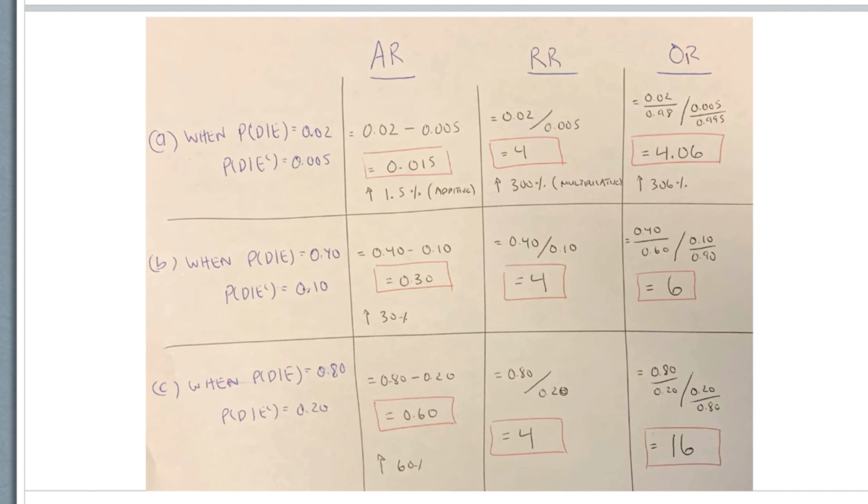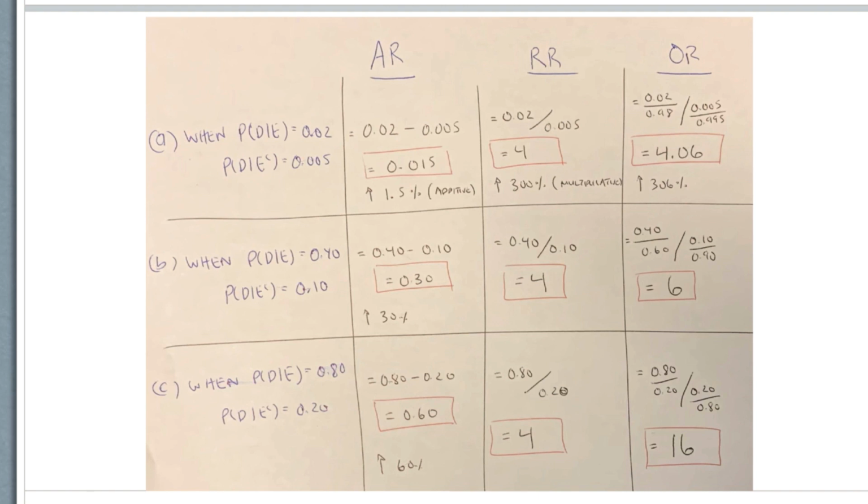So it's increased by 1.5%. We can also look at this on a relative scale. The probability of disease for exposed was 2% divided by the probability of disease for unexposed, which is 0.5%. The 2% divided by 0.5% is 4. So we can say those who are exposed have 4 times the risk of disease than someone who's not exposed.